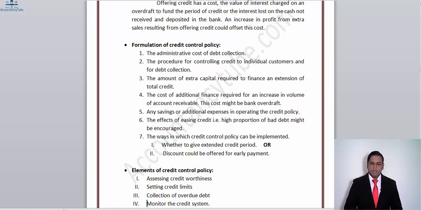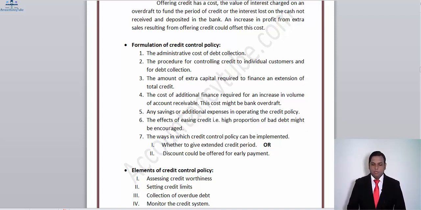First step is formulation of a credit control policy. That's the first step through which we, the financial managers, will be managing the receivables. The first point is the administrative cost of debt collection. In making the policy, the first thing you need to consider is the admin cost that comes with debt collection. You have to make calls, you have to keep follow-ups, etc.